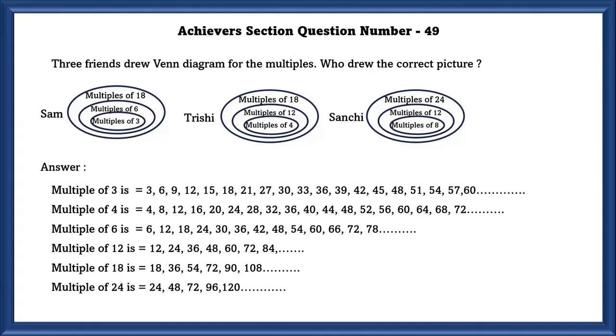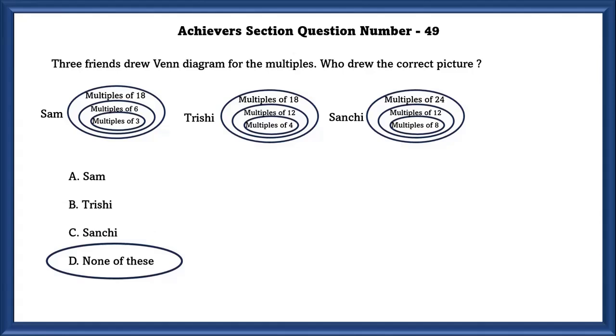Similarly, Trishi in subset multiples of 4, 4, 8 and 12 are not seen in superset multiples of 18. So Trishi's arrangement is also not correct. Similarly, Sanchi's arrangement is also not correct. So our answer is going to be none of these.